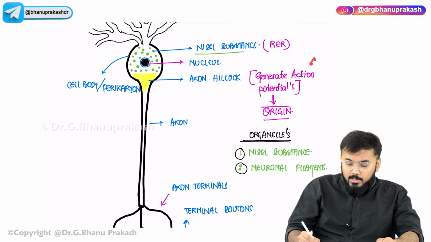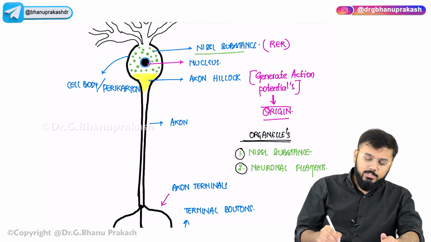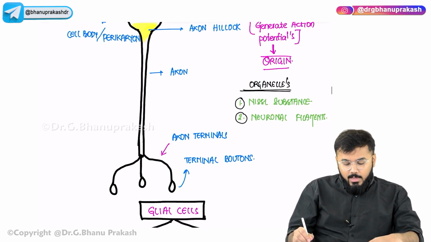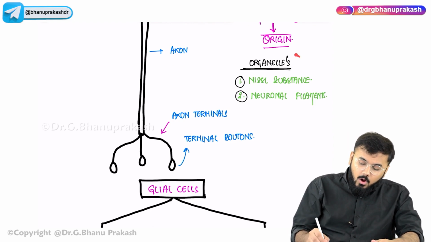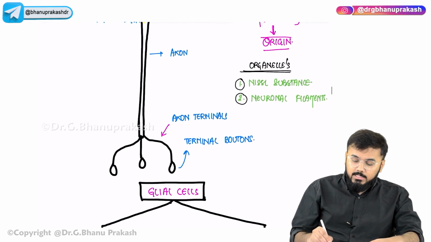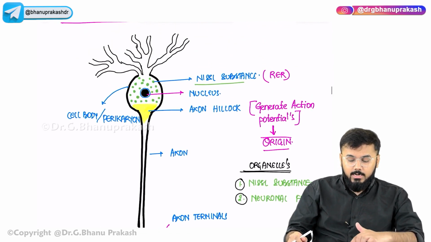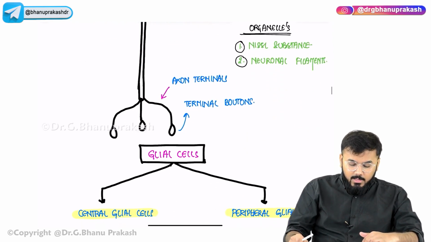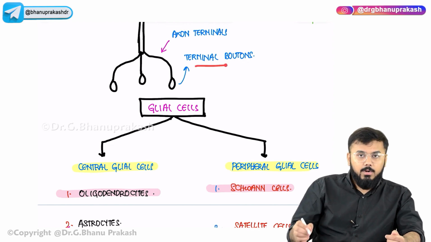Very important. From where are these action potentials generated? Action potentials are usually generated from the axon hillock. And down here you have your axon. Now, what are the different kinds of organelles you have? One is Nissl substance and neuronal filaments. These are the 2 important organelles that are located within the cell body. And the remaining things are axon terminal and terminal buttons.